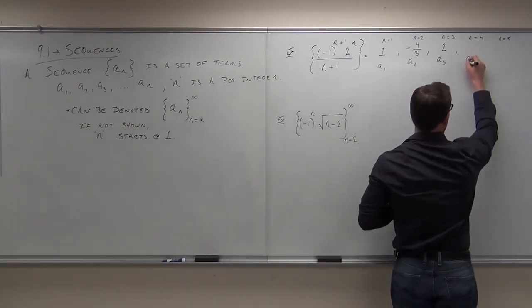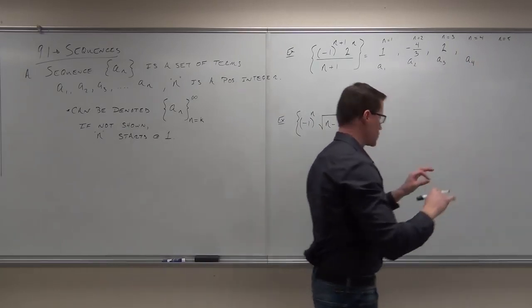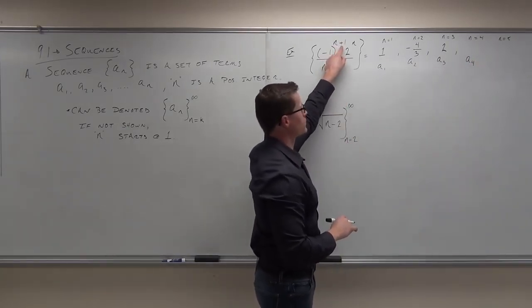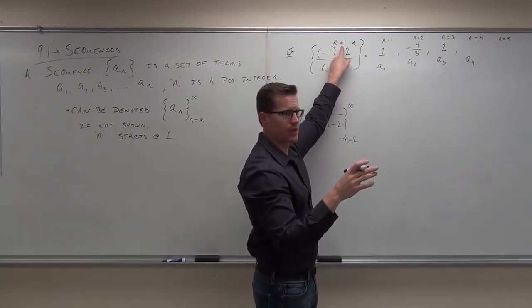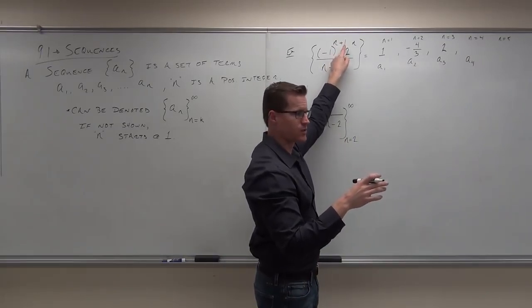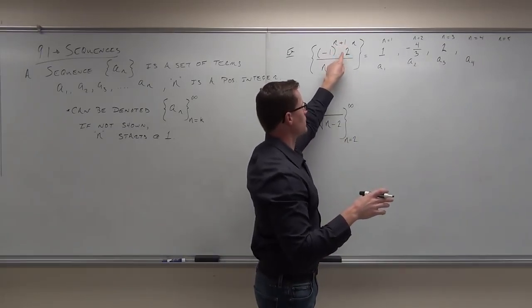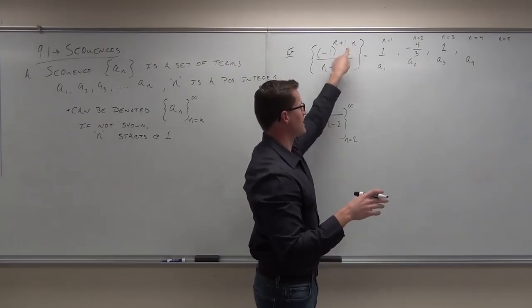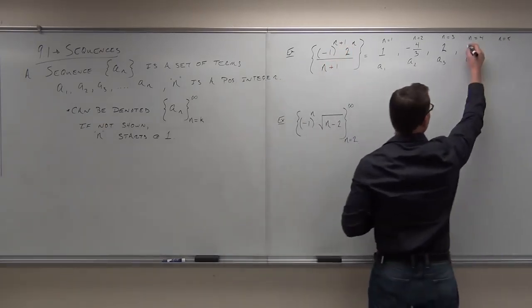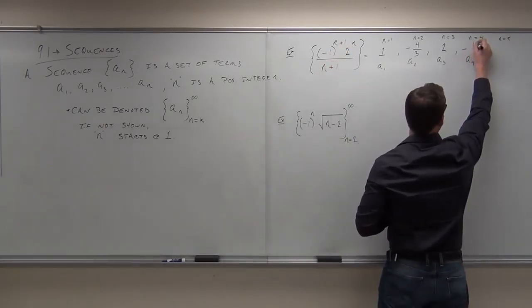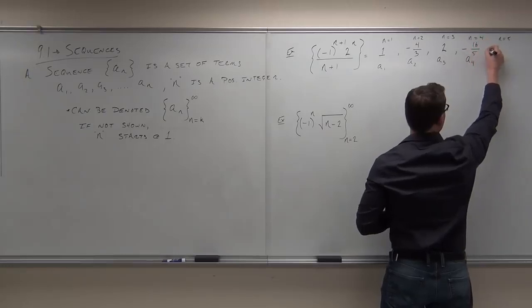So basically when I'm looking for a sub 4, I plug in 4 to my n. I know if I plug in 4, 4 plus 1 is 5, that's an odd number, therefore I'm going to get a negative. Negative 1 to the fifth is going to be a negative term here. So this should be negative 16 over 5. Did you get the same thing?